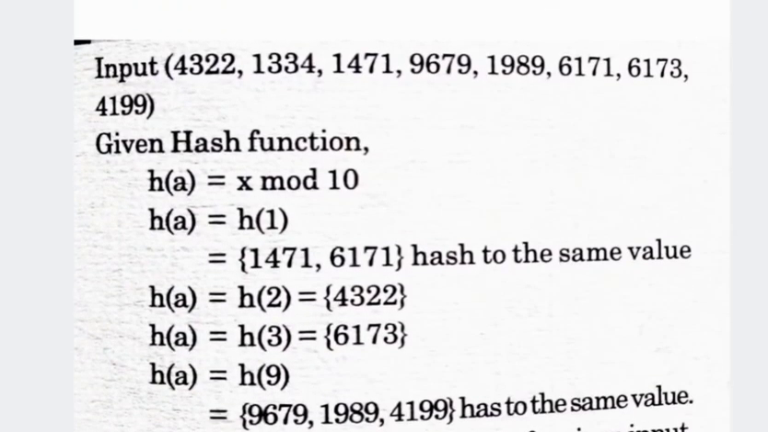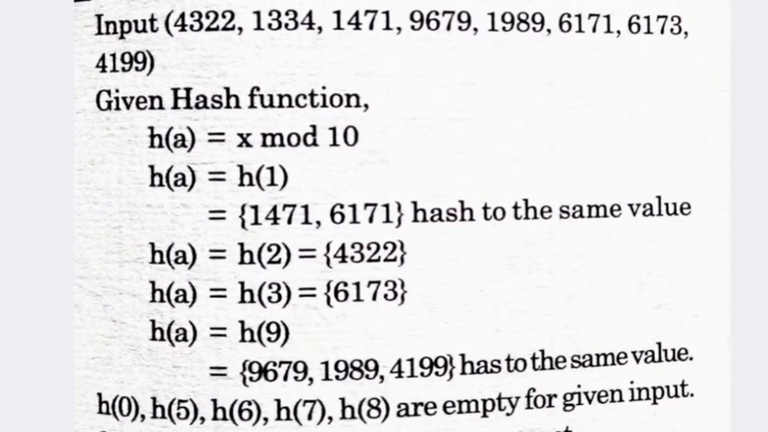Here, as per the given input, the hash function is defined as h(x) = x mod 10, and we know the value of x, that is, your input elements. So we get h(x) = h1: 1471 and 6171 have the same values. Coming to the second, h(x) = h2: that is 4322, which is single. And another is h(x) = h3.